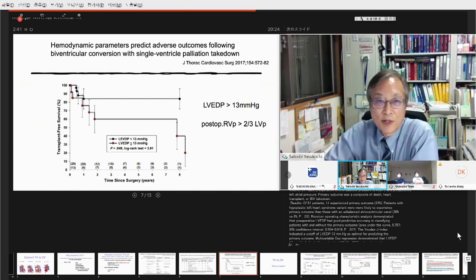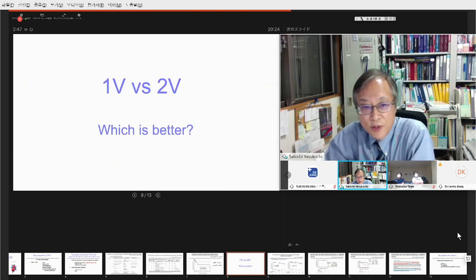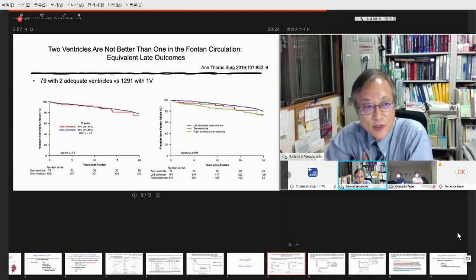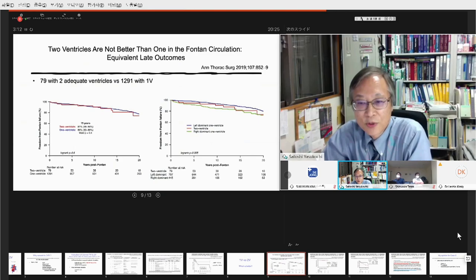So, one ventricular repair versus two ventricular repair, which is better? This is another report. Two ventricles are not better than one in the Fontan circulation, or are equivalent in late outcomes. They compared the outcomes of 79 cases with two adequate ventricles versus 1,291 cases with one ventricular repair. This picture shows no such difference, even though the left dominant and right dominant single ventricle are almost the same.